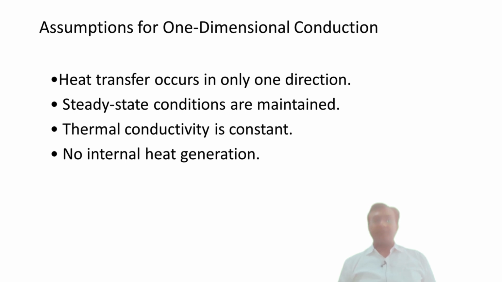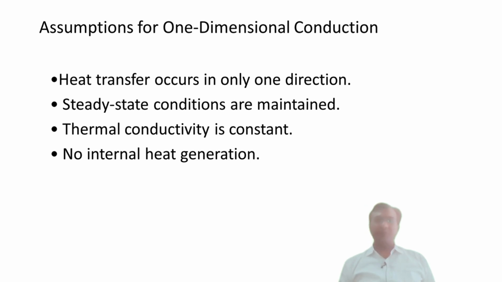The assumptions for one-dimensional conduction. To analyze one-dimensional conduction, we rely on several key assumptions to simplify the problem. The first, we assume heat transfer occurs in only one direction, such as along the length of a rod or through a wall. This eliminates complications from heat flowing in multiple directions.